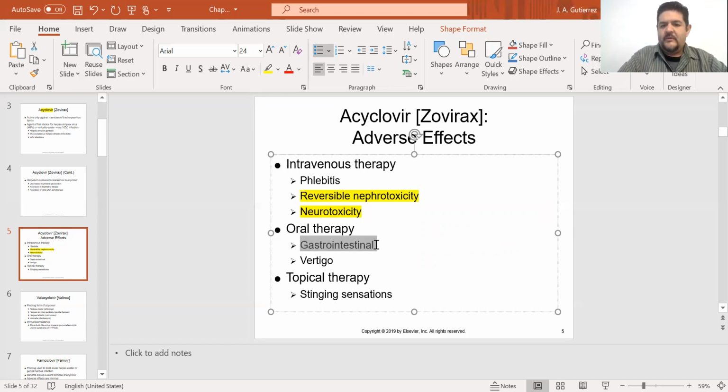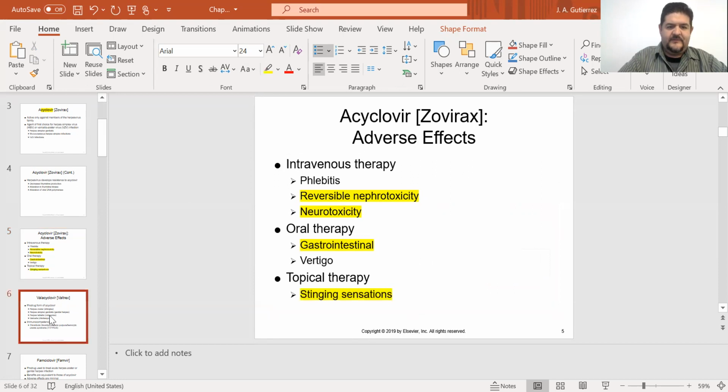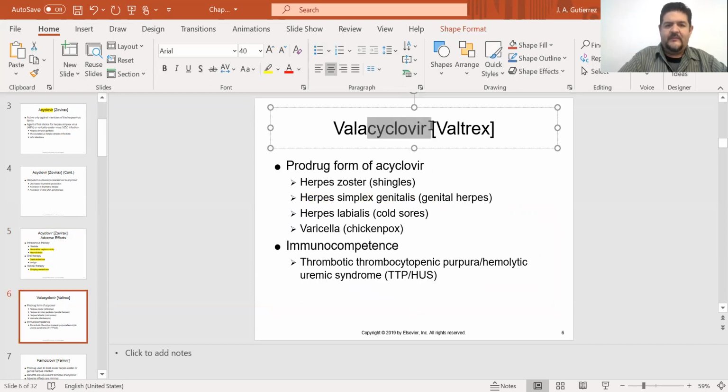When the medication is PO, the adverse effects are going to be nausea, vomiting, and diarrhea, and it may produce vertigo. Acyclovir is able to cross in a small percentage to the brain, so it can produce dizziness and vertigo. And regarding topical therapy, for the fever blisters, that can produce a stinging sensation. Valacyclovir is a variation of acyclovir, and it's used to treat herpes zoster, the shingles, herpes simplex in the genitalia, herpes labialis, this is the cold sore or fever blister, and varicella, chickenpox.